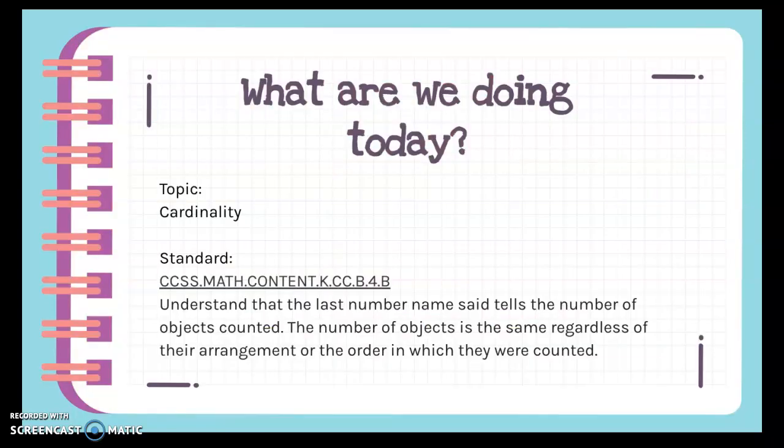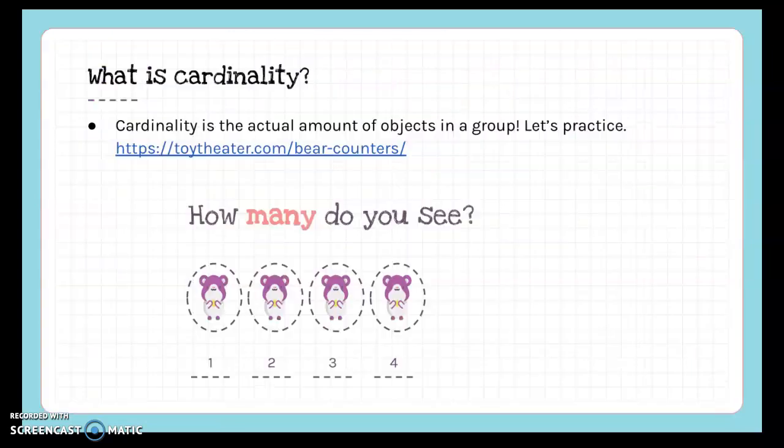Today we're working on cardinality, and our Common Core state standard is that students will understand that the last number name said tells the number of objects counted. The number of objects is the same regardless of their arrangement or the order in which they were counted.